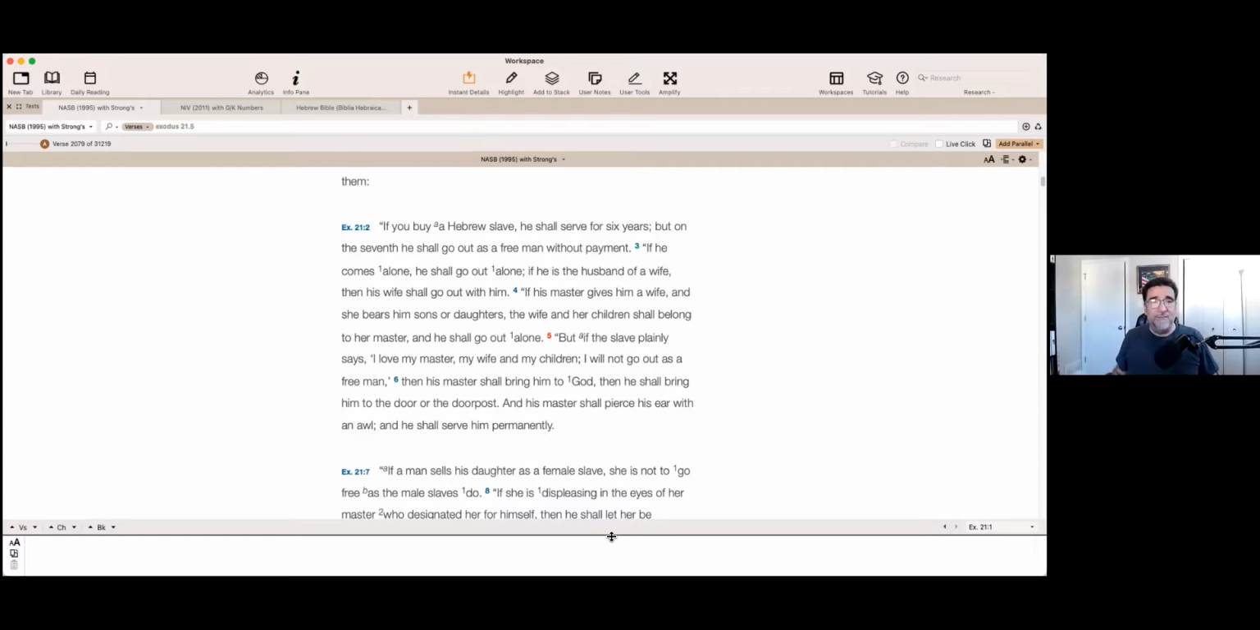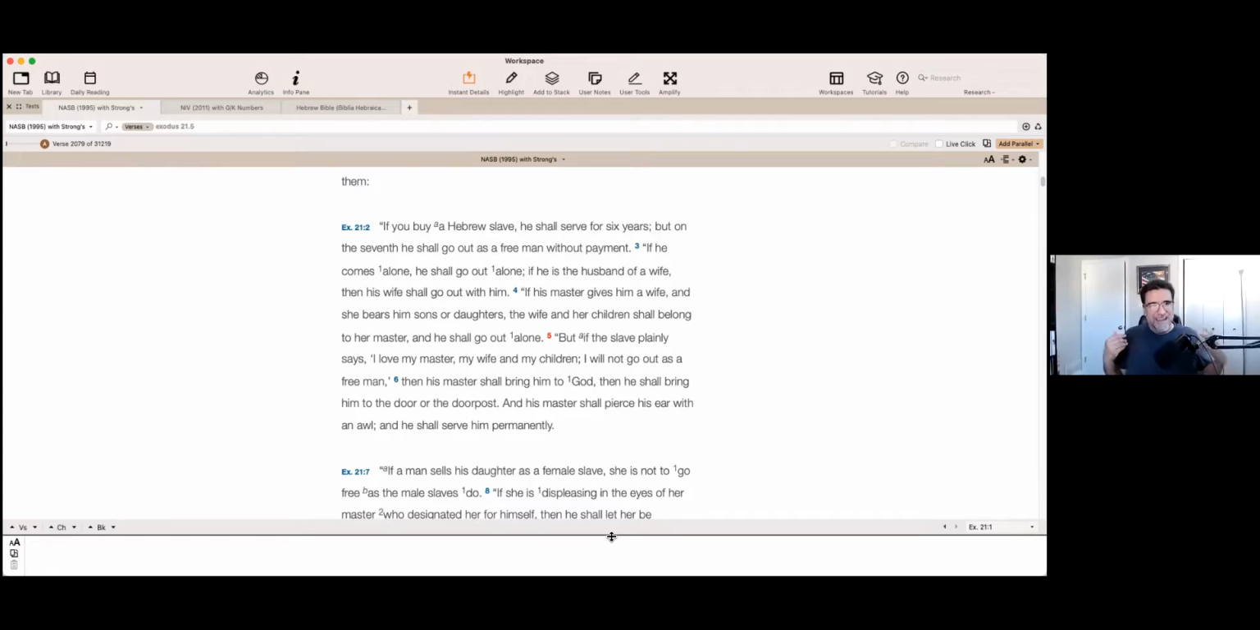Then in the 7th year, which is, of course, the year of release, it's actually termed the year of release. If, by the 7th year, you weren't able to pay everything off, you just went free, period. Right? Again, what other society allowed that to happen? Nothing. If he comes alone, he shall go out alone. If he is the husband of a wife, then his wife shall go out with him.